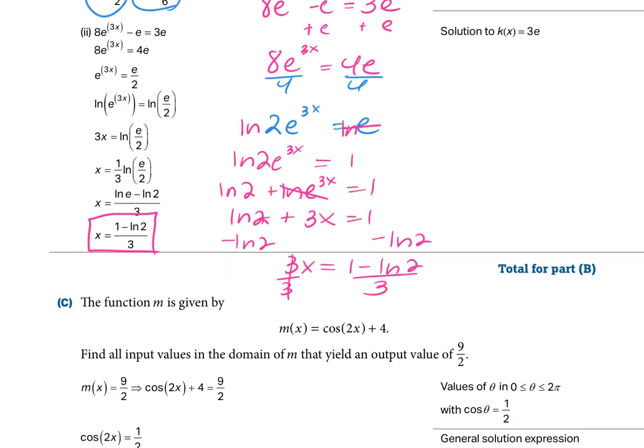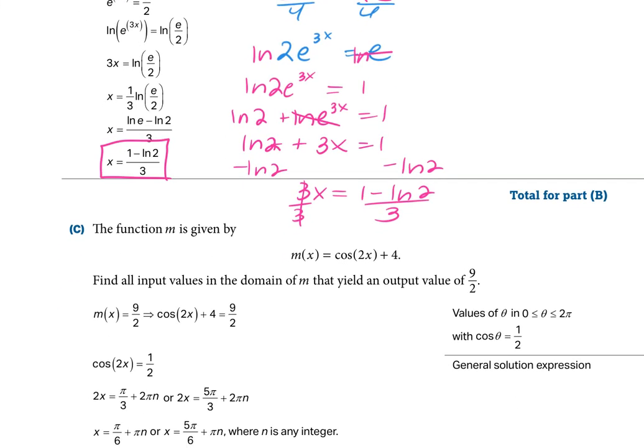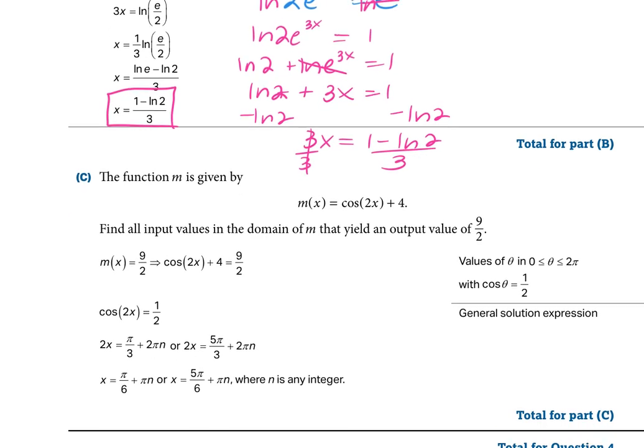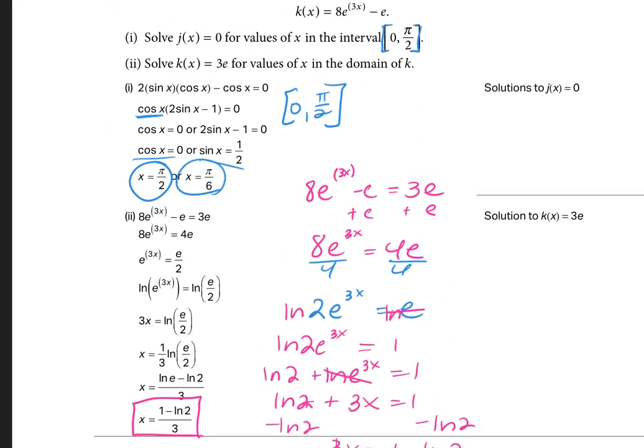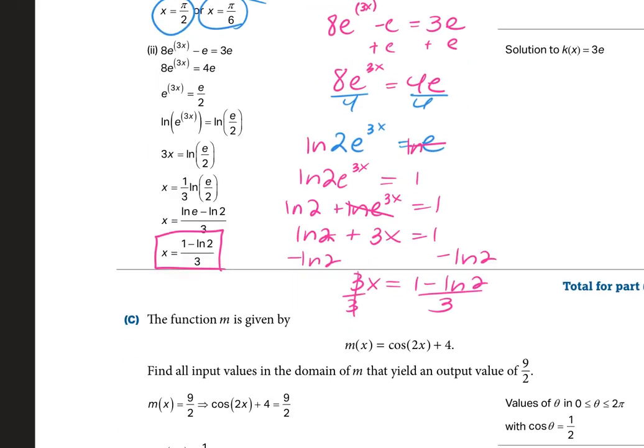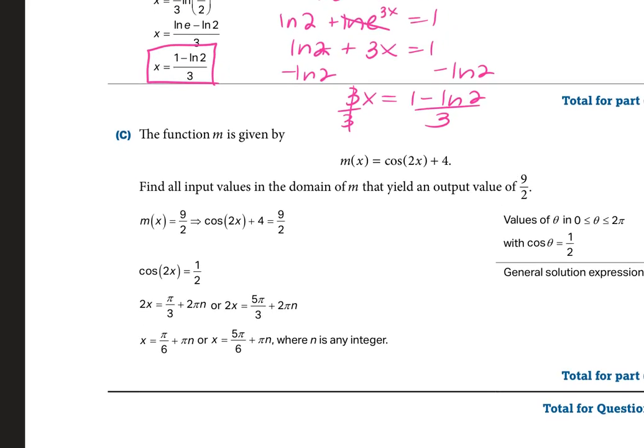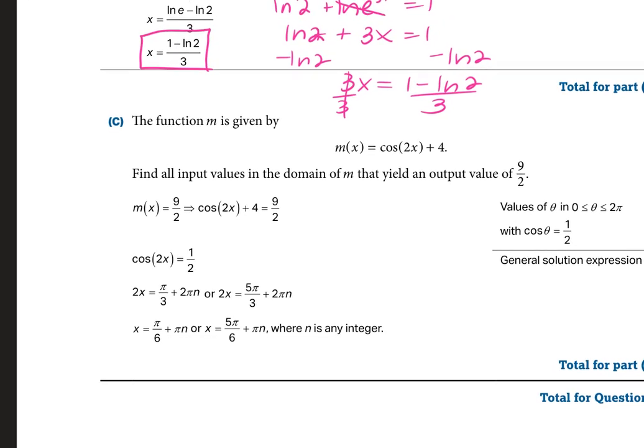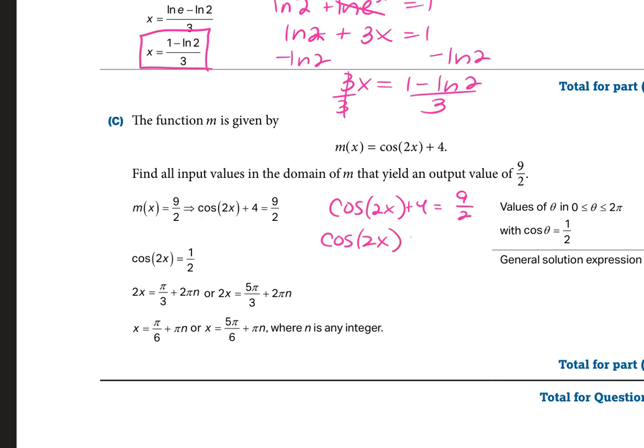And then the last one, find all the input values on the domain of M that yield an output of 9/2. So I set it equal to the 9/2. Oh wait, yeah, we did this one, right? Cosine of 2x plus 4 would equal 9/2. Cosine of 2x would equal, subtract 8/2 here, so 1/2. And here's your multiple angle ones.